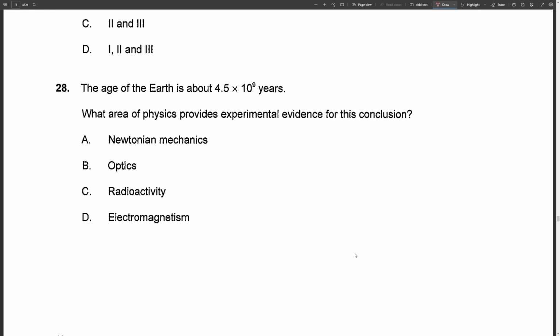Question 28. We know that the age of the Earth is very, very old, over billions of years. And how do we estimate this age of the Earth? The answer is we use radioactive dating. We use carbon dating for living things, but for the Earth, we don't use carbon dating because carbon dating is quite limited to a very short age, usually not more than 50 or 60,000 years old. With this long age of the Earth, an isotope of much longer half-life is required. However, the answer is definitely C, radioactivity.